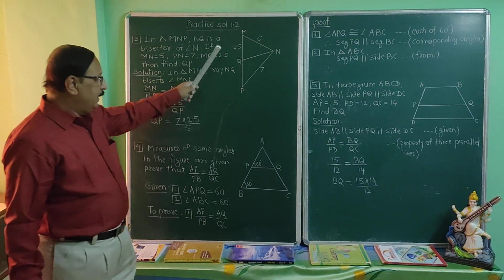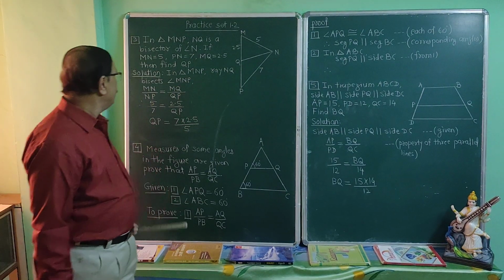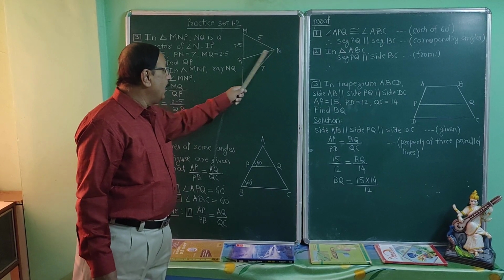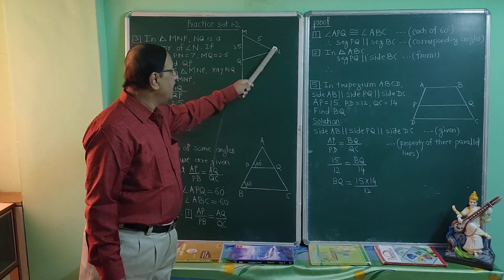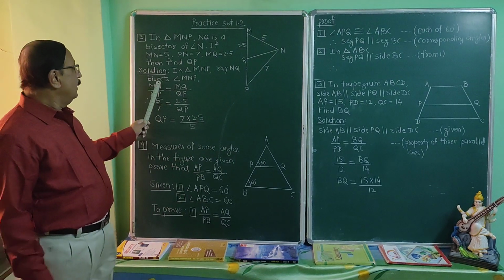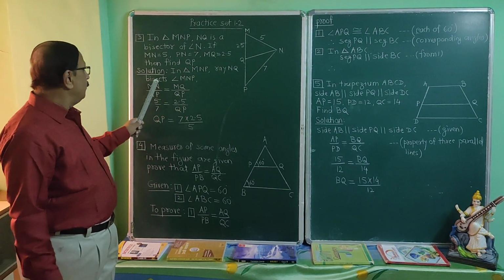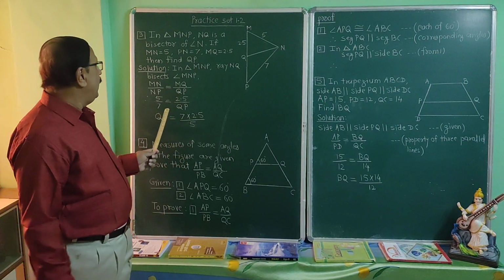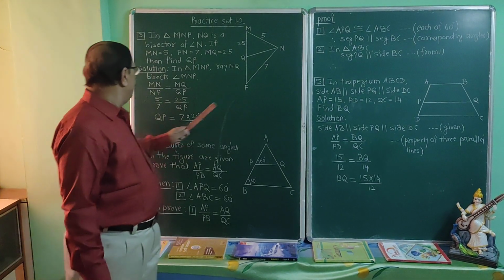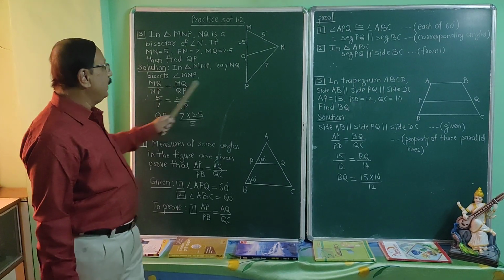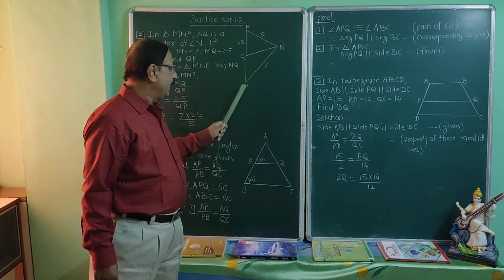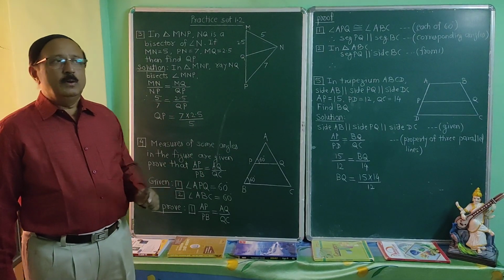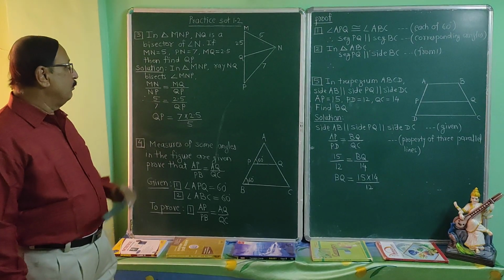In triangle MNP, this ray NQ is an angle bisector of angle MNP. Ray NQ bisects angle MNP. Therefore, by angle bisector theorem, we know that MN upon NP is equal to MQ upon QP.